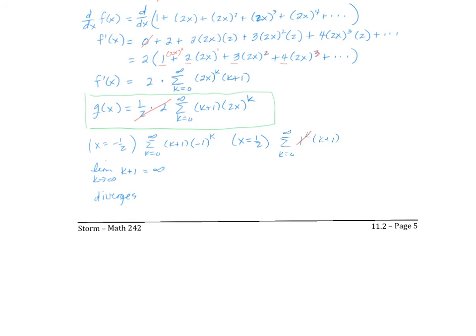And then if we use the divergence test, the limit as k goes to infinity of k plus 1 is infinity, so it diverges. Which means that I don't include the endpoints -1/2 and +1/2. So my interval of convergence is -1/2 to +1/2. This problem did not ask for the radius of convergence, so I can just stop here.